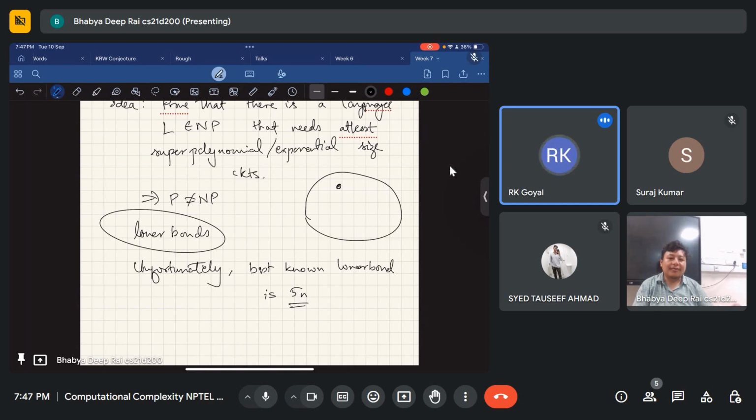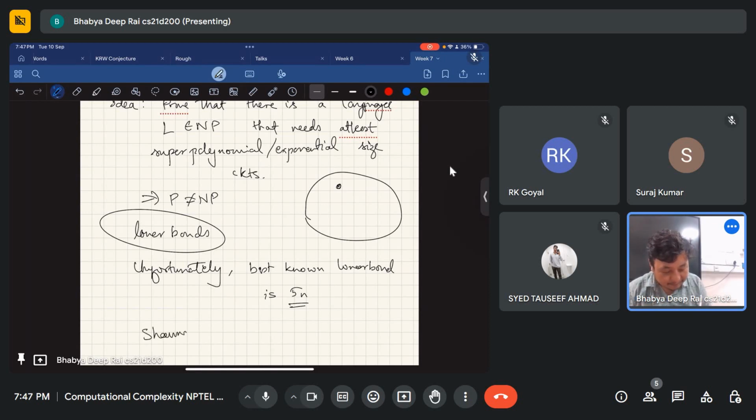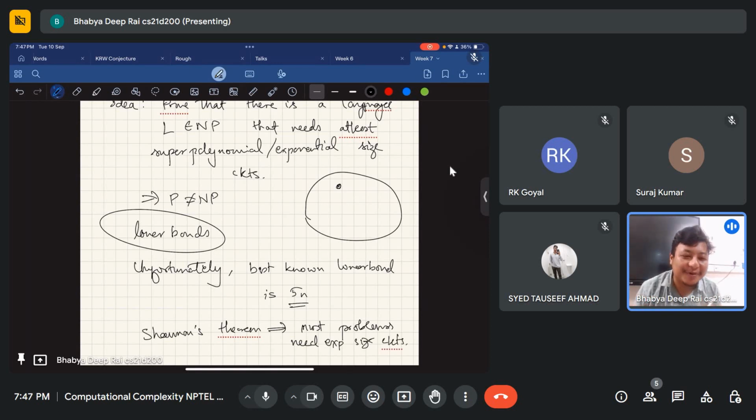In fact, we don't know of an explicit problem that requires exponential size circuits. And in the lectures, you must have seen Shannon's theorem, which says most problems need exponential size circuits. Most problems, more than half of the languages, 2 to the n by n, to be exact, is the size required.